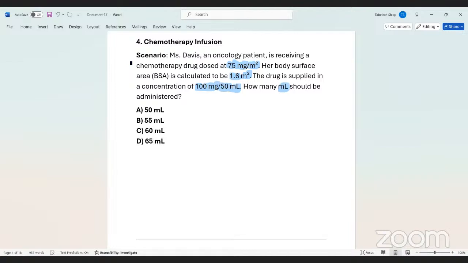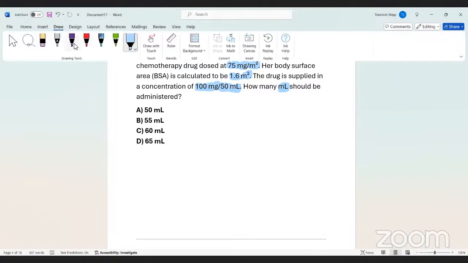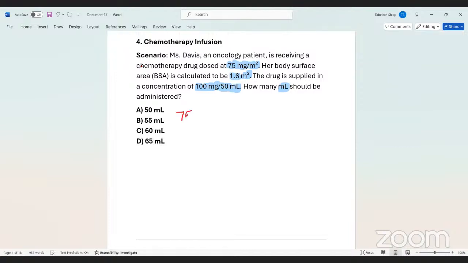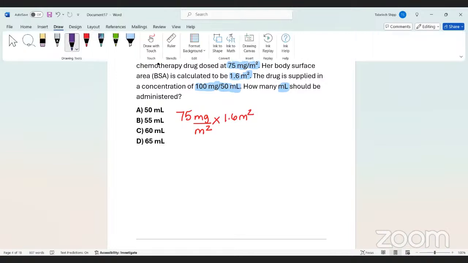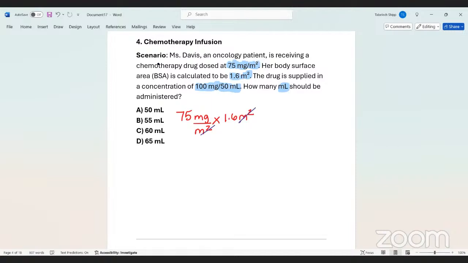Okay, so again, what you're going to do, and there's always more than one way to do these problems, guys, so just keep that in mind, okay? If you see that you have 75 milligrams per meter squared, and then you see that you have the BSA of 1.6 meters squared, you automatically should know that you can get rid of your meter squared, just like that. So you can actually get rid of those units.